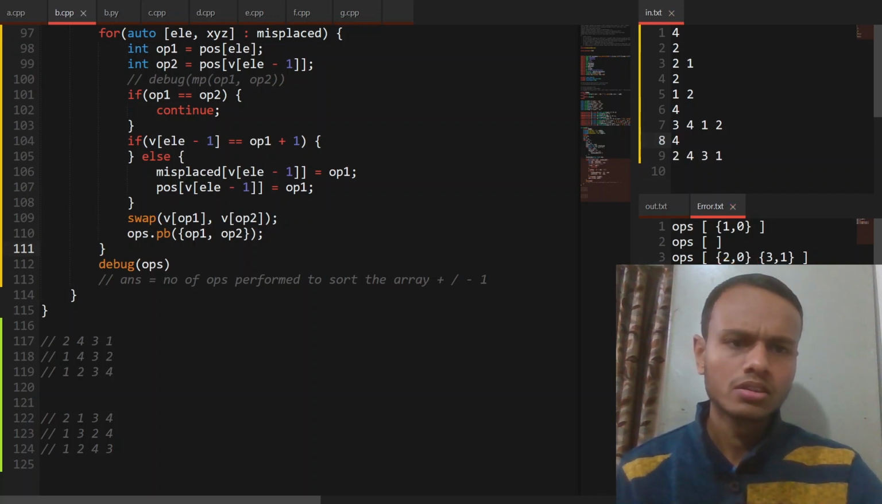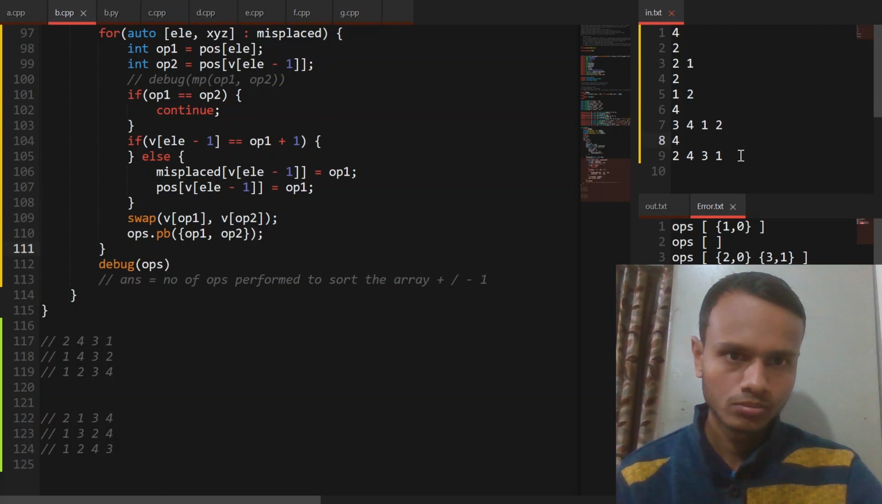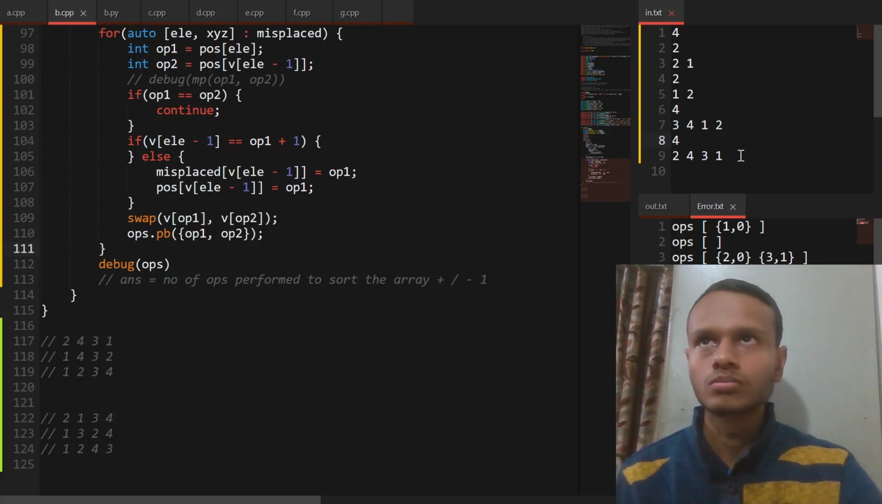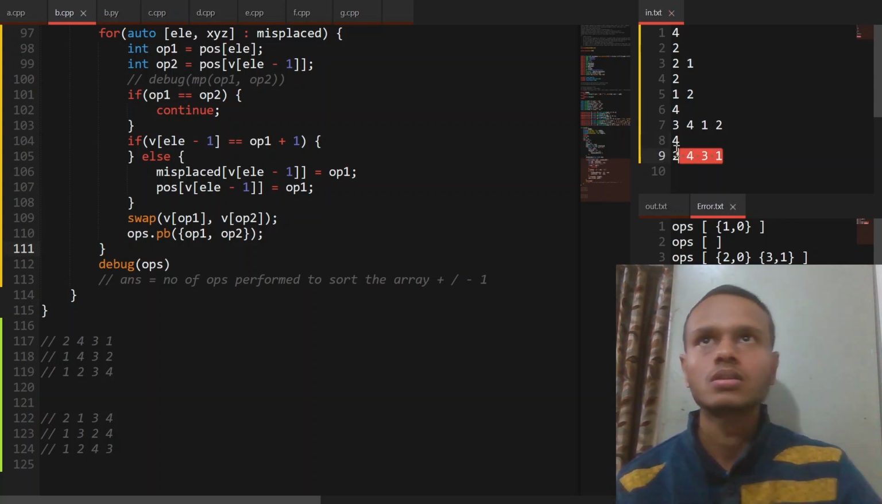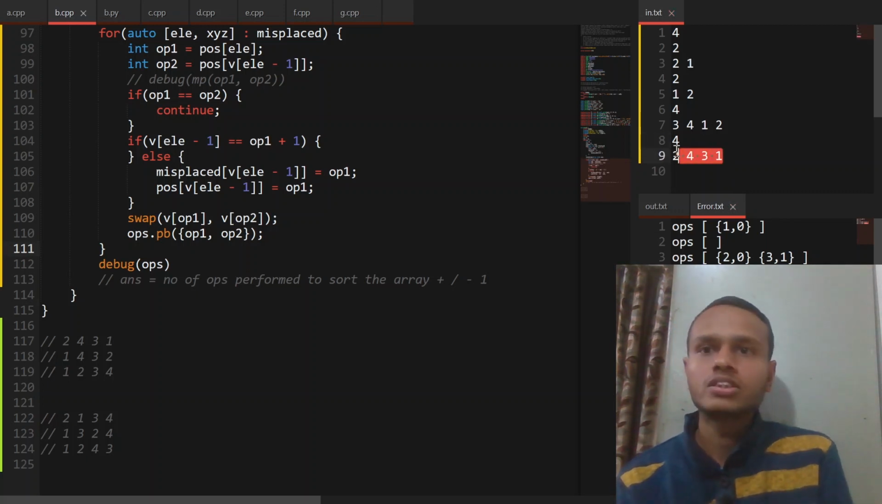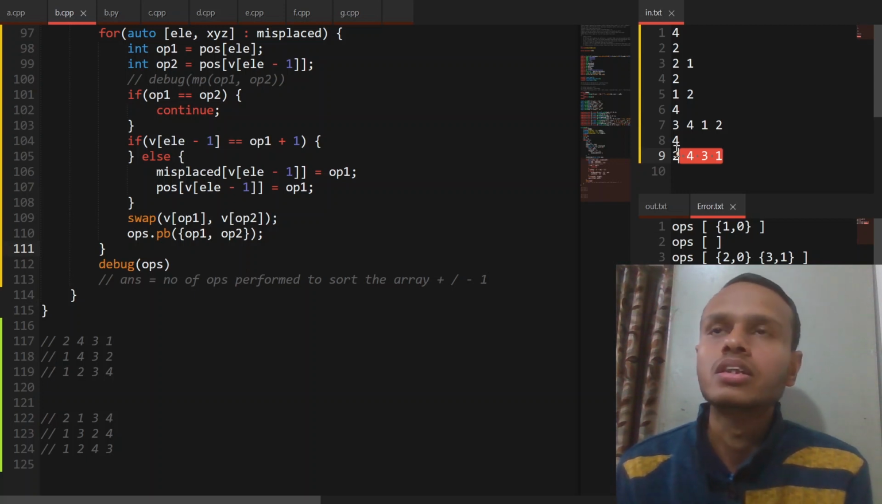If I undo this operation, then, sorry, not undo this one. If I undo this operation 3 and 1, then what will happen? I'll get the right answer. But now how do I check that it is the correct answer?